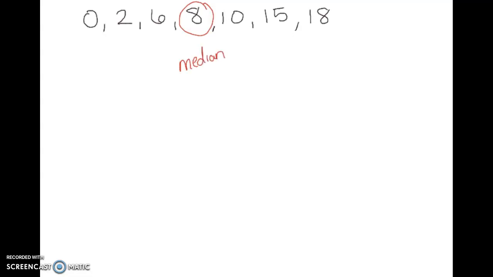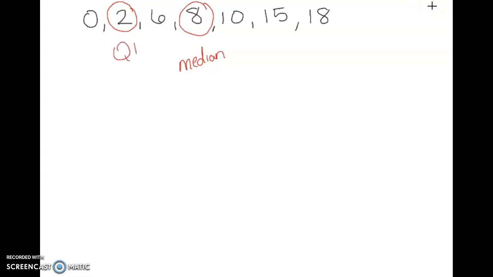And then I'm going to look at the bottom half of the data. So we found the median that splits the data in half. And then I'm going to find the middle of this lower half. So that would be 2. We call that quartile 1 or just Q1.